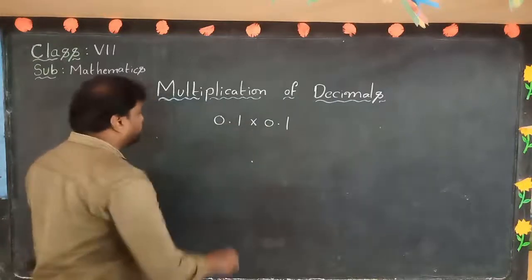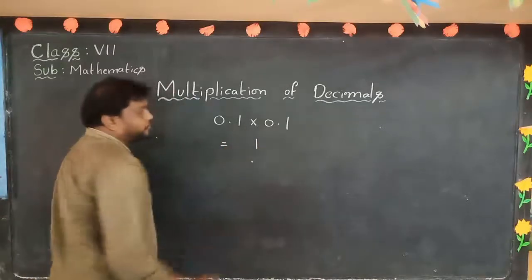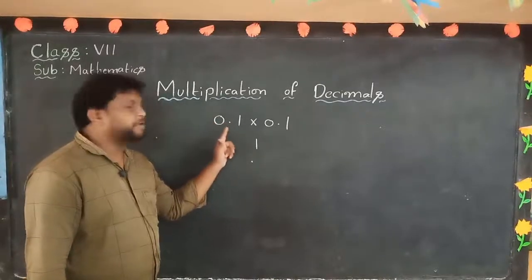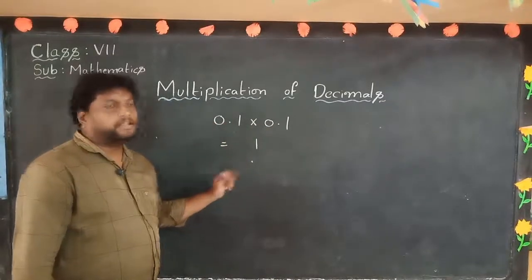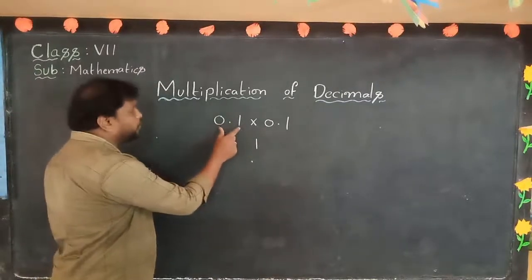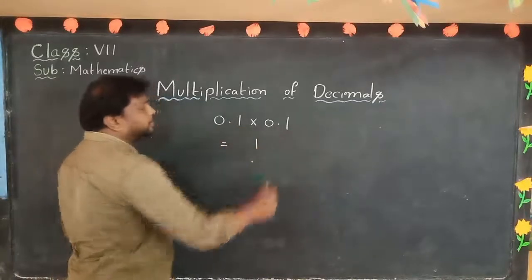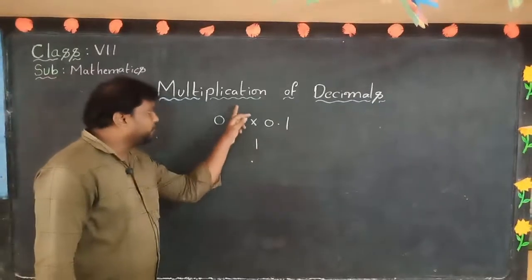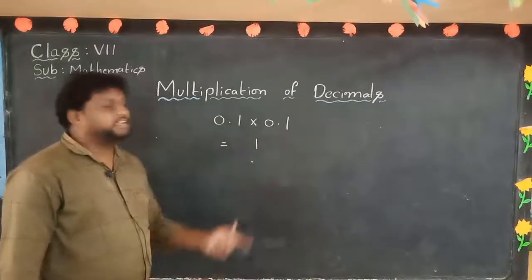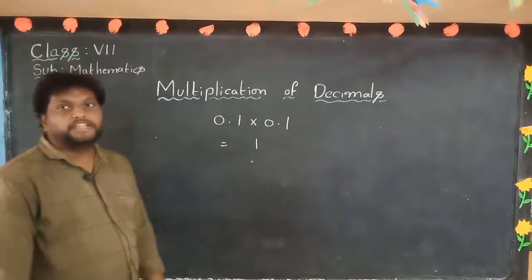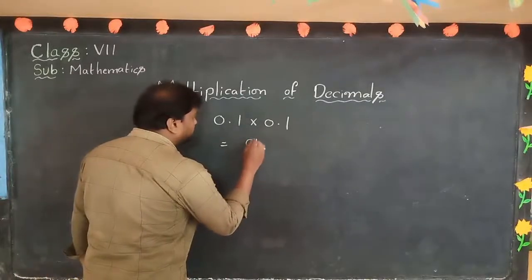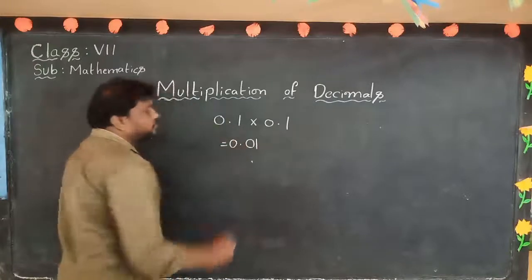1 into 1 is equal to 1. Just ignore the decimal point. Then see, in the first term how many decimal digits? One. In the second term also one. Just count it. This is the decimal part, only one digit here, and one digit here. That means total 2 digits, so we have to arrange two decimal places. Means 0.01, this is the answer.